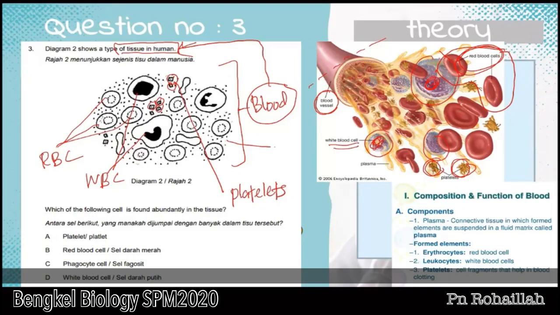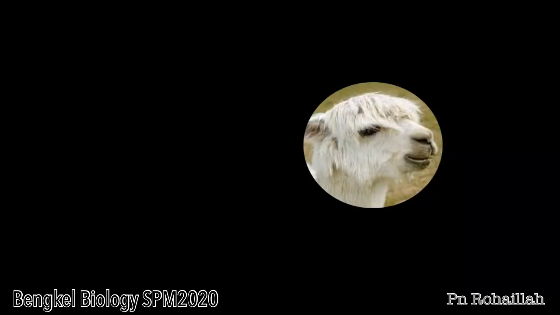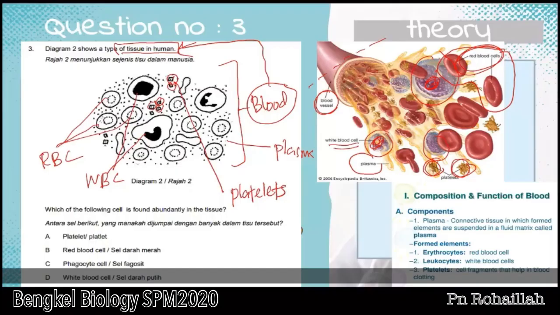Okay. And the dot tu apa benda? Is it dust? No. That dotted tu is referring to the plasma. Okay, this one, plasma. So we have learned before, the composition of blood, there are two. Ada yang solid and also liquid. Ada gas ke? No. So for the blood, there are two types of matter, which are solid and liquid.